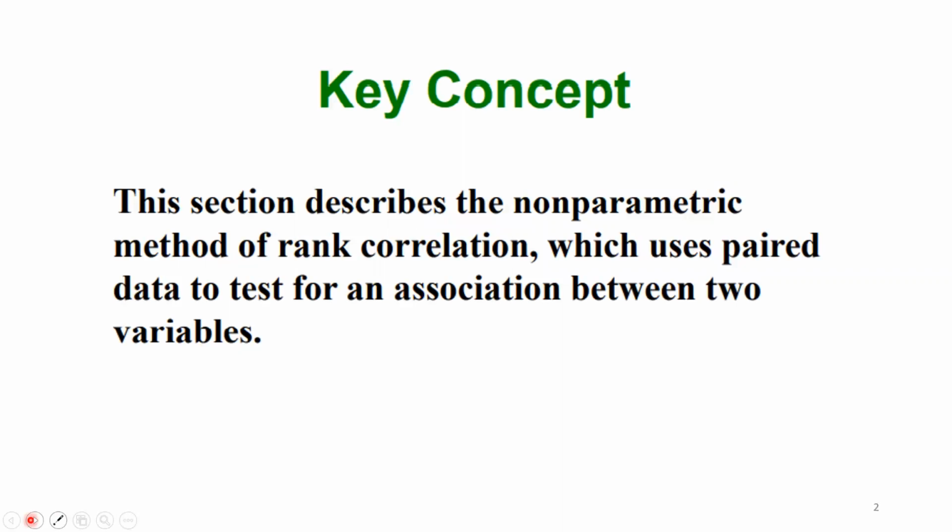This is the key concept. This section describes the non-parametric method of rank correlation, which uses paired data to test for an association between two variables. So we can test the strength, and whether there is an association, between two data series or two paired data series.